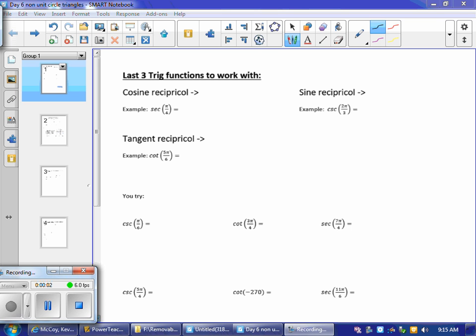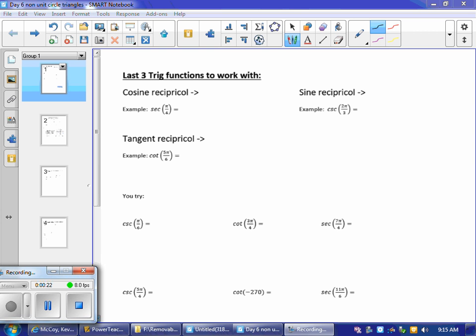All right, so I told you guys before that all of the trig functions, sine, cosine, and tangent, that we deal with were not really all of them. There were three additional trig functions. Those trig functions were secant, cosecant, and cotangent.